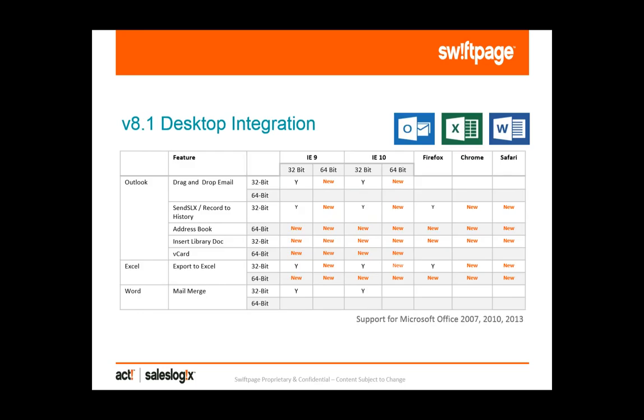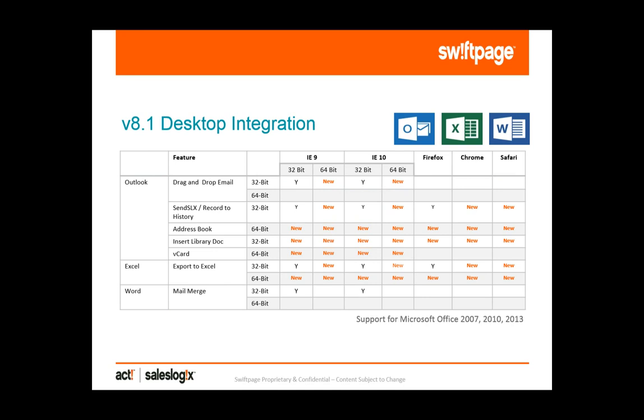All right, next one. All right, this one I'll leave up for a little bit here, the desktop integration. This is our new support for 64-bit. This is also the browser compatibility chart that we're going to be extending into. So a couple things here. When you download desktop integration now, it will detect if you're using 64-bit, and it will apply that appropriately.